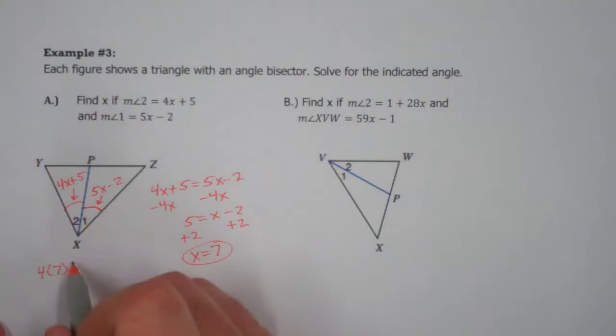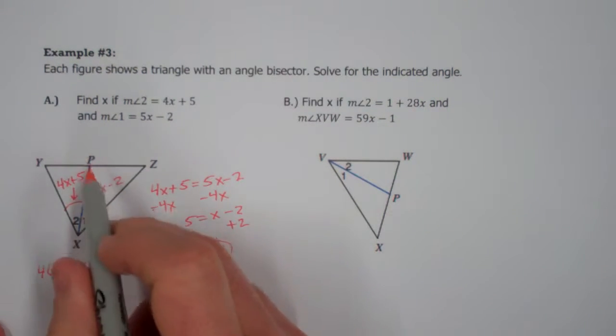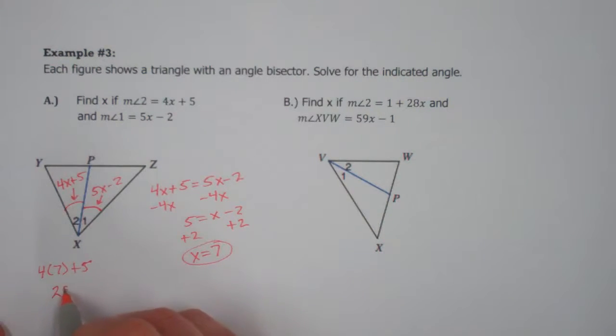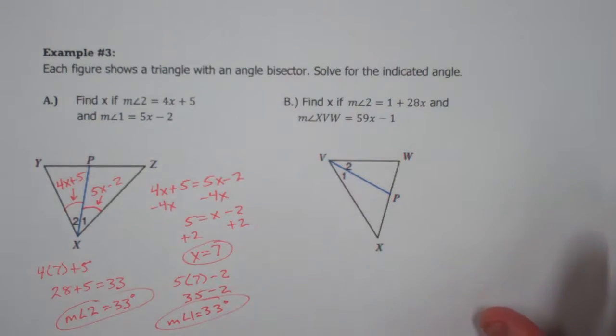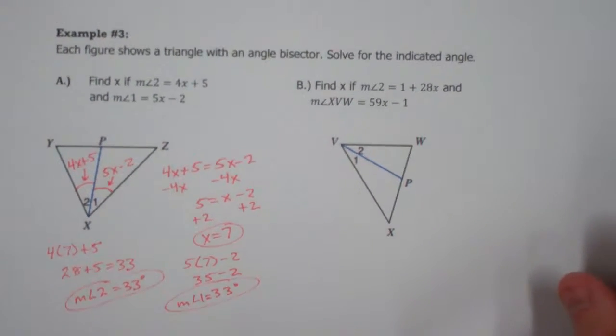So we've got 4 times 7 plus 5 for the measure of YXP. That would be 28 plus 5, or 33. It's the measure of angle 2. And then for the other one, we could do 5 times 7 minus 2, which is 35 minus 2, which is also 33. And that's what's supposed to happen. That might be off the screen there, so let me move that up just a touch.